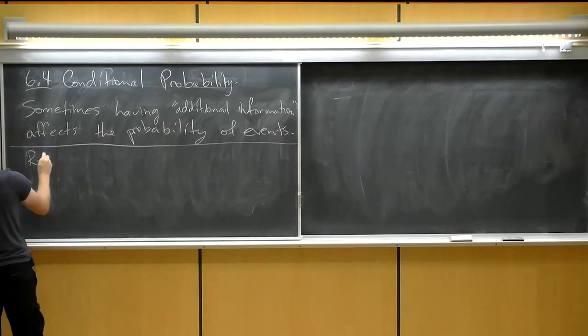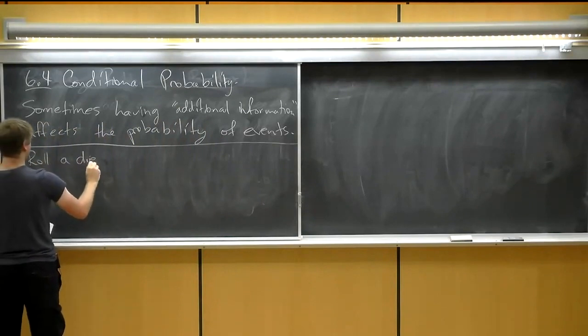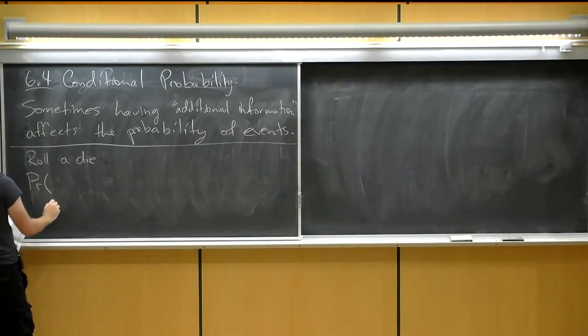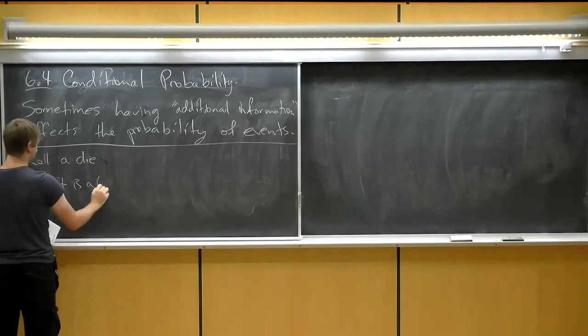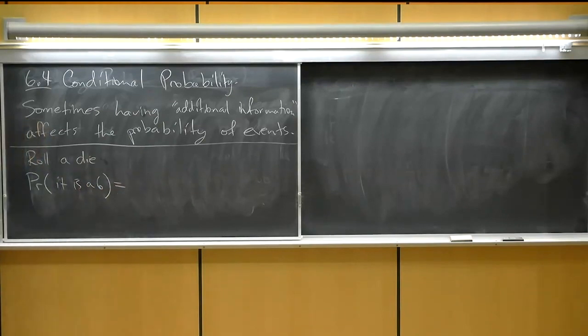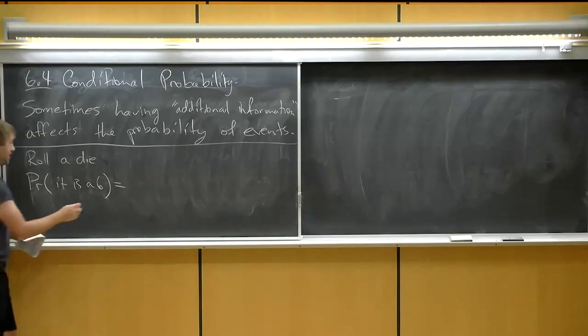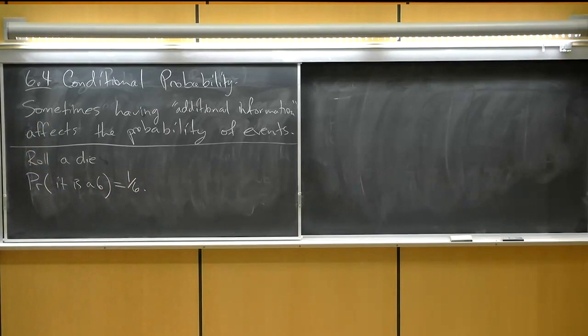So roll a die. What is the probability that you get a 6 with no additional information? Yeah, 1 over 6. It's not a trick question. But here's the thing. Imagine you roll a die, and you don't look at it, but I look at it, and I tell you that the die is an even number.